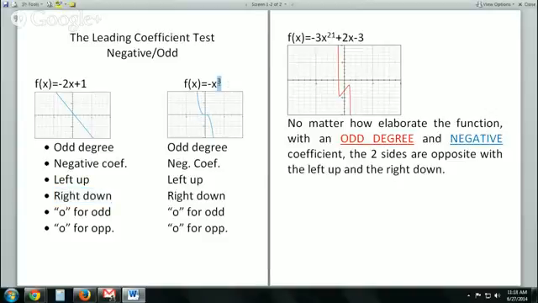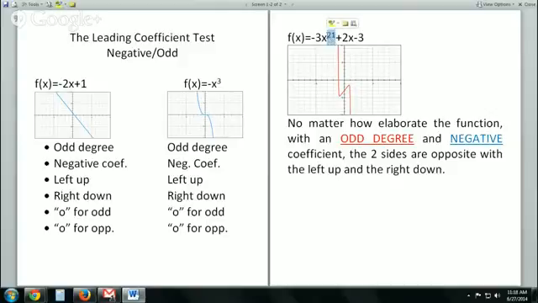Anything with an odd degree, the two sides will be opposite, and when it's a negative leading coefficient, the left side points up, y goes to positive infinity, and the right side is pointing down. It's at the bottom of our screen, so y is going to negative infinity. Even with something as large of a degree as 21, if it's an odd number, it doesn't matter how big it is.